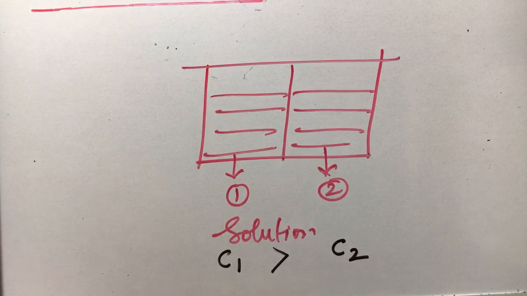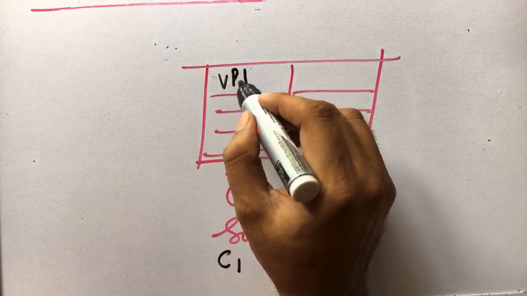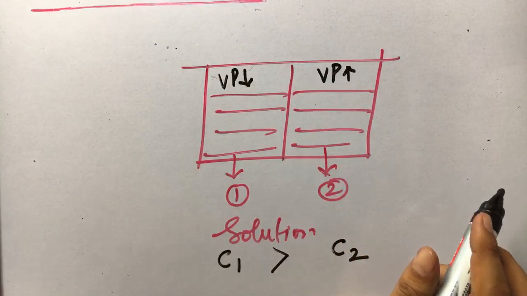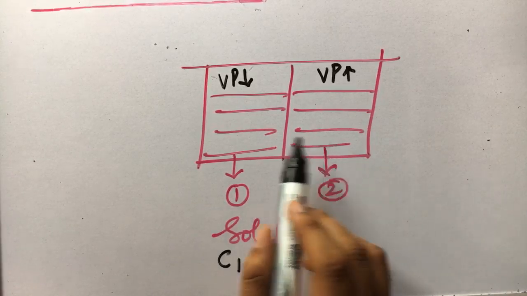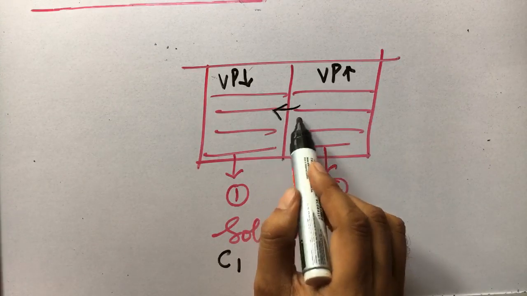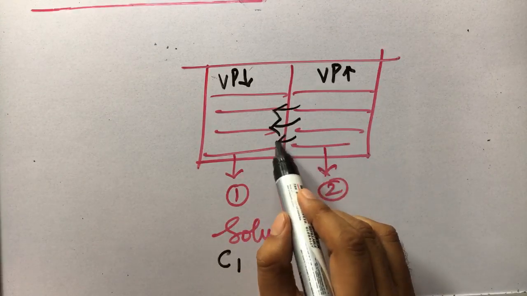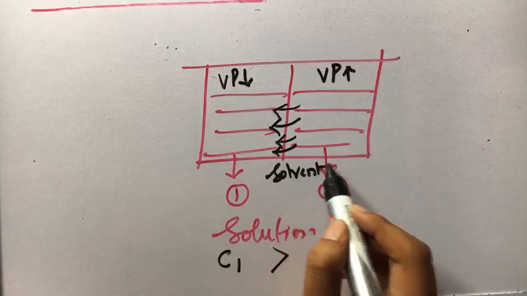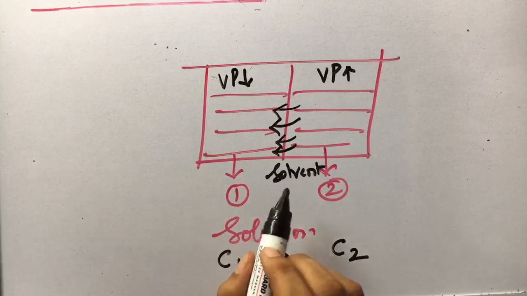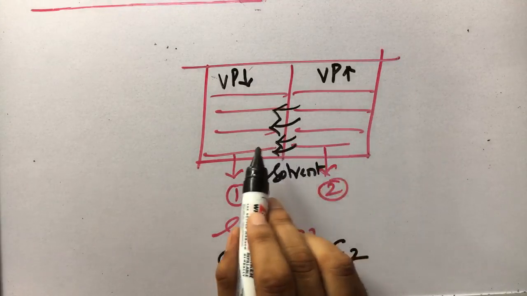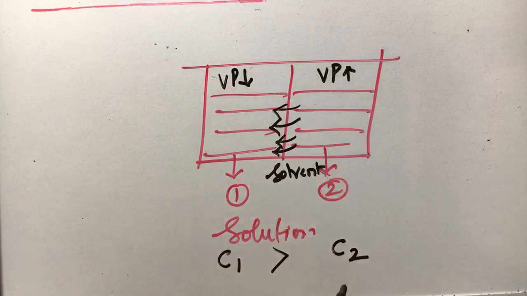Now, it is very obvious that if the concentration is more on this side, vapor pressure is less here, and here vapor pressure is more. So, to prevent the process of osmosis, you know that here vapor pressure is less and here vapor pressure is more. From solution 2, the solvent molecules start moving to the lower vapor pressure side, that is, from compartment 2 the solvent molecules start moving into compartment 1 until the vapor pressure becomes equal.